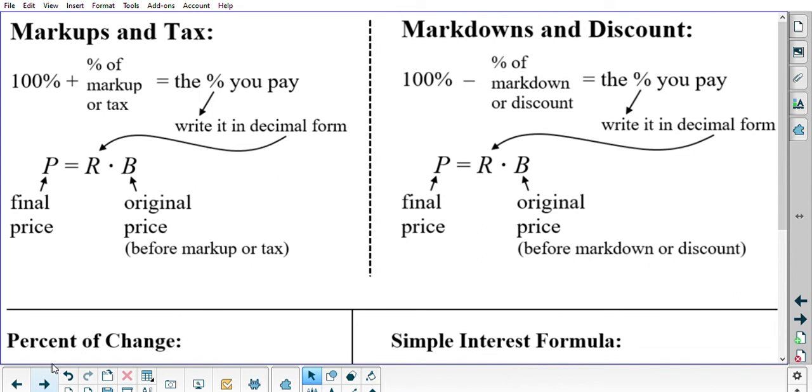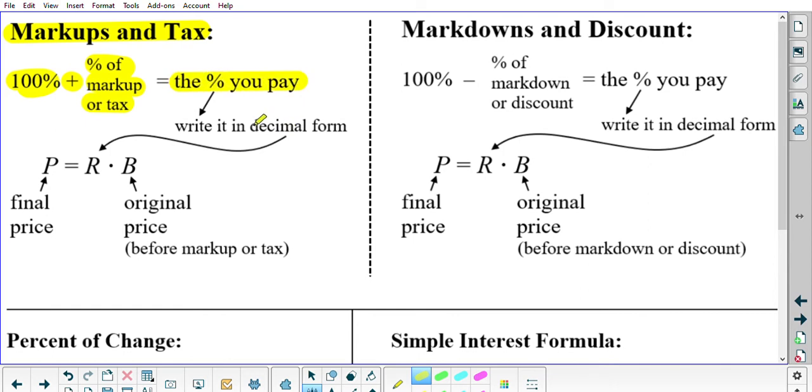All right, going back to the big ideas paper on percents. About halfway down on the page is a section that talks about markups and tax and markups and discount. What you should remember is that if you want to find the final price and you have an original price involved, then the way that this works with markups and tax is that the original price is 100% of itself, and if you add the percent of markup or the percent of tax, this will give you the percent that you end up paying.